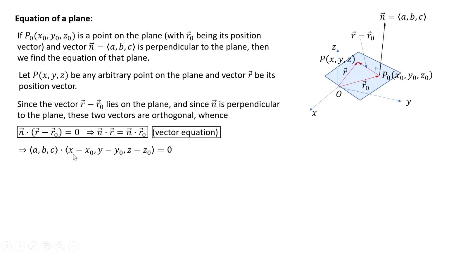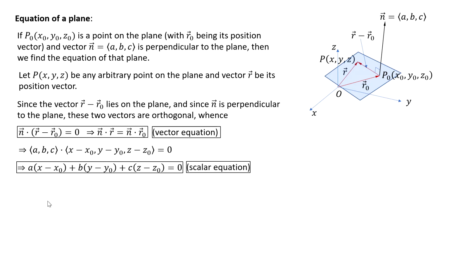Now do you remember what the dot product of these two vectors is? Take A and multiply by x minus x sub 0, plus B times y minus y sub 0, plus C times z minus z sub 0. So that's equal to 0. Okay, can we go further? That's the scalar equation, and we can go further and write this as ax plus by plus cz plus d equal to 0.